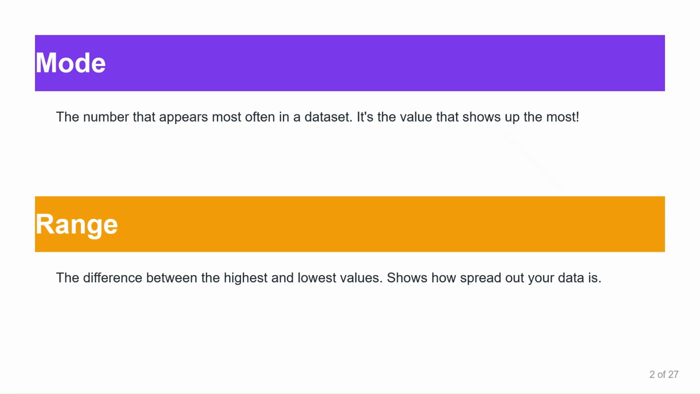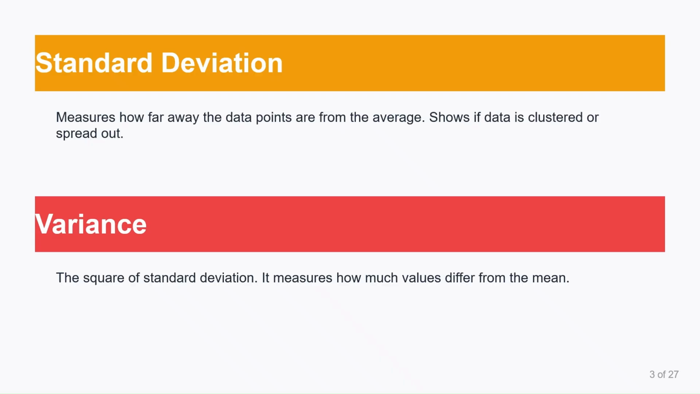A dataset can have more than one mode. That's called bimodal or multimodal. The range is quick to find, but watch out. One extreme outlier can make it misleading.